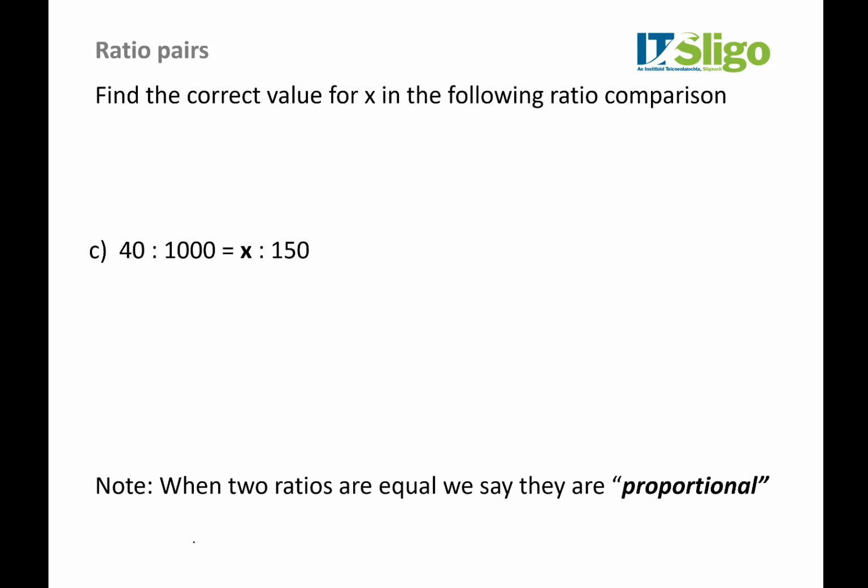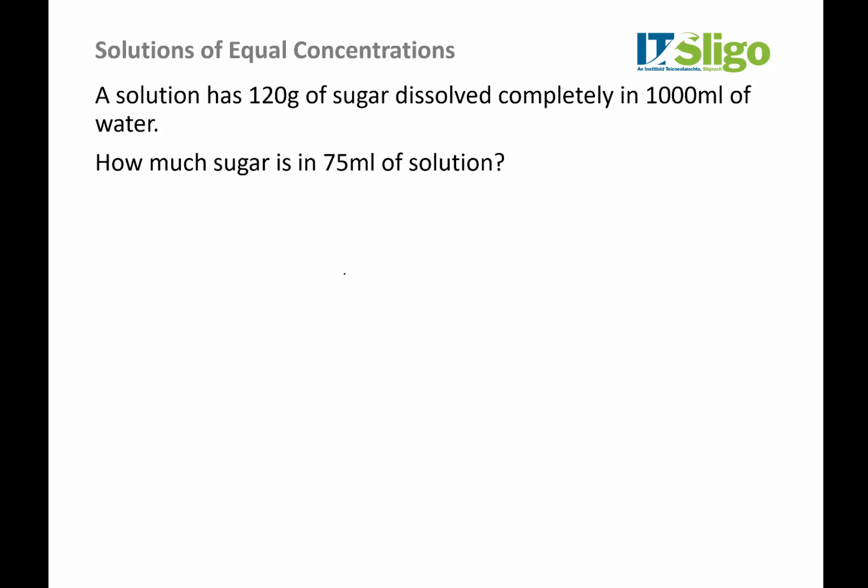Just before we go though, guys, when two ratios are equal, we say they are proportional. So when we worked out this was 6, we can say this ratio and this ratio here are proportional. And next semester, semester 2, we're going to take a look at proportionality in a lot more detail and why it's very important as a scientist. But first, we'll just take a look at a few ratio problems.